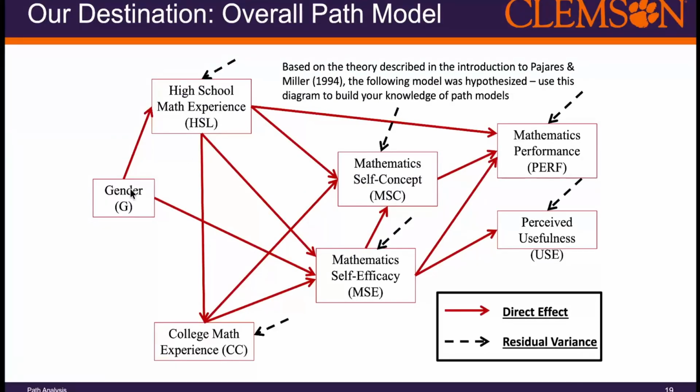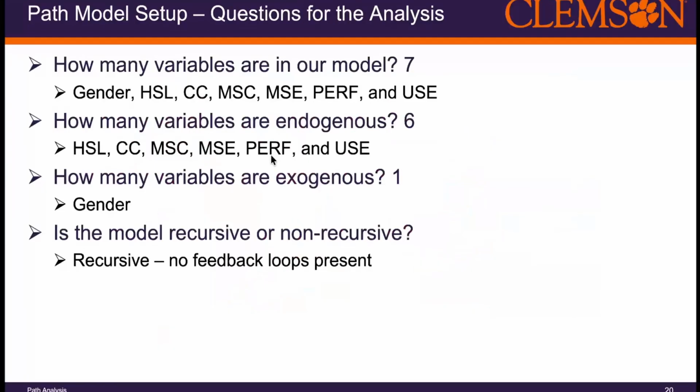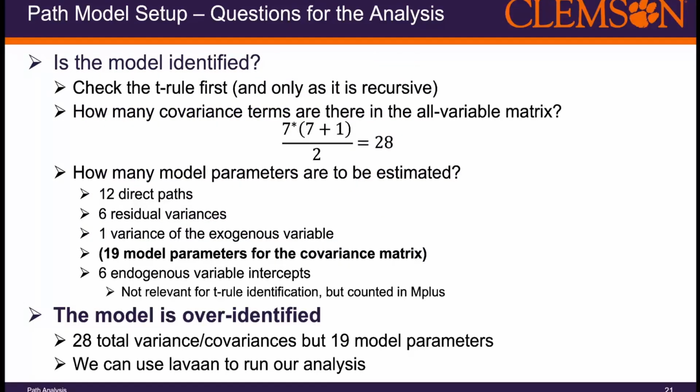And is the model recursive or non-recursive? Well, if you take a look at this, start at each variable and trace the path, there's no way to go back to the beginning. So when you trace that path through using direct effects, there's no way to go back to the beginning. So it is recursive. That is a good sign. We have just achieved identification. Check.